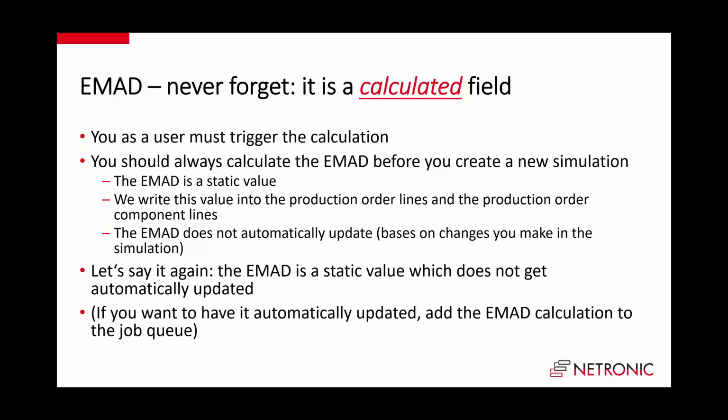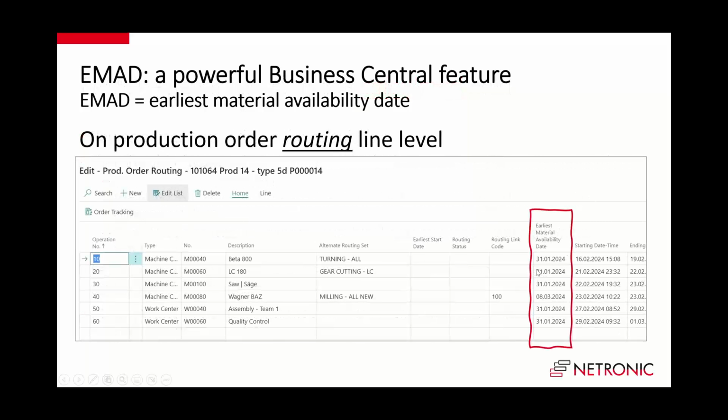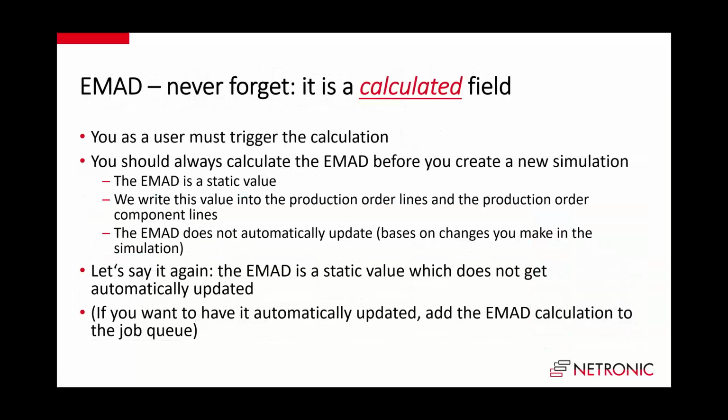So actually, when we work with customers and implement processes with them, we encourage them to calculate the earliest material availability date first before they do scheduling. So always make sure that those dates are updated so that the calculation is run. And if you don't want to trigger the calculation manually, of course you can automate it by adding the EMAT calculation to the job queue. I will show you briefly how to do this later in this webinar. I would put it into the job queue so that I get it automatically updated at night, so that at least on a daily basis, these values are updated.